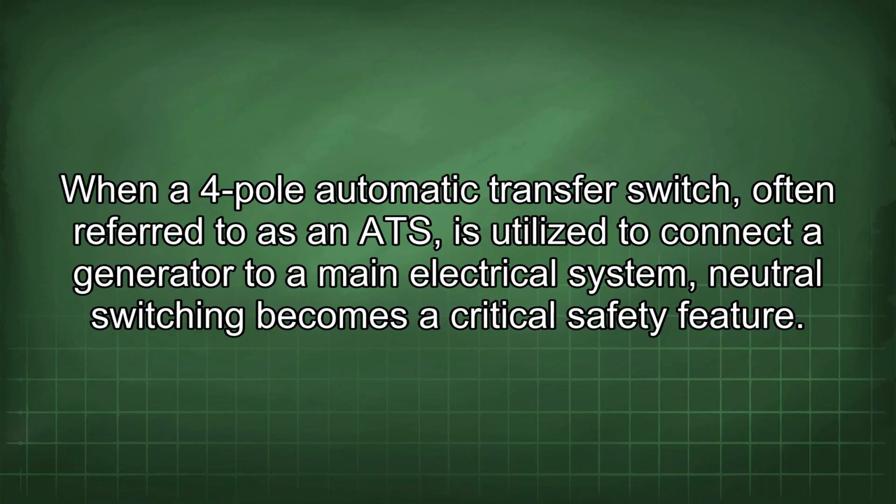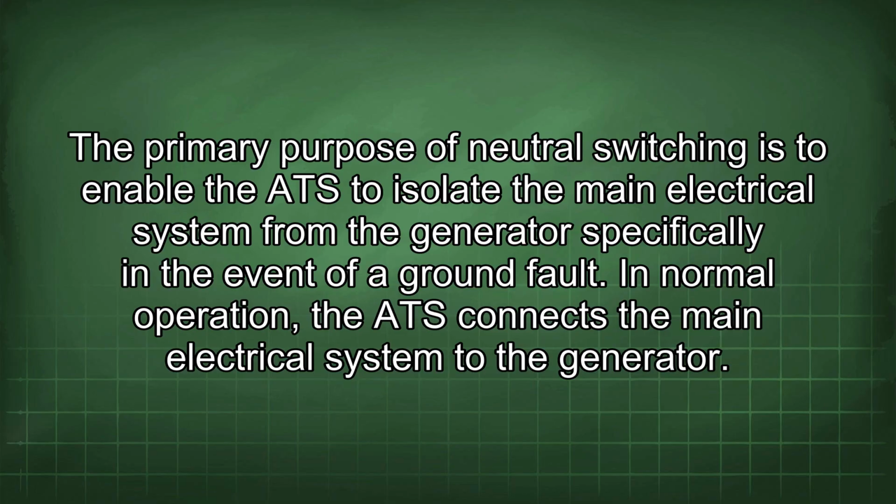When a 4-pole automatic transfer switch, often referred to as an ATS, is utilized to connect a generator to a main electrical system, neutral switching becomes a critical safety feature. The primary purpose of neutral switching is to enable the ATS to isolate the main electrical system from the generator, specifically in the event of a ground fault.